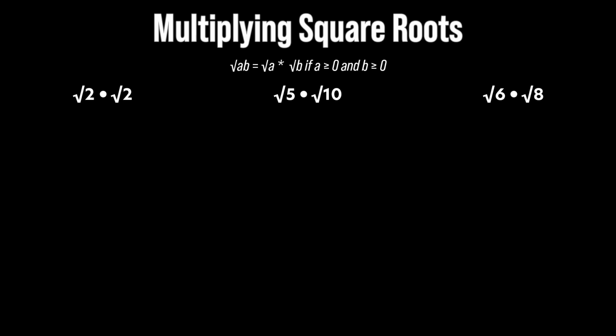Today we're going to learn about multiplying square roots. The square root of AB is equal to the square root of A times the square root of B, if A is greater than or equal to 0 and B is also greater than or equal to 0.